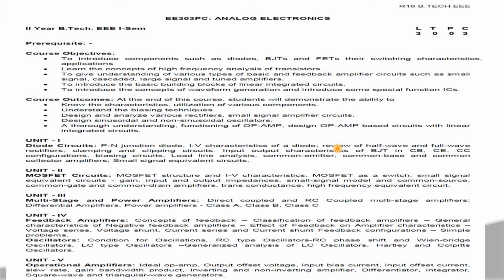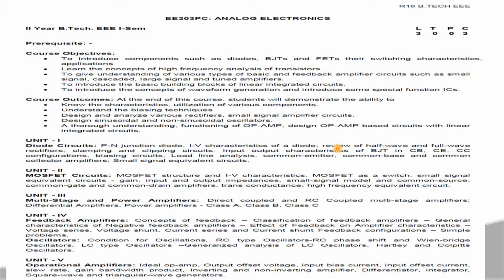Then we move to chapter 2. It includes the MOSFET. There we discuss the difference between the BJT and MOSFET. What advancement is there in the MOSFET? Why did they introduce another field effect transistor when the BJT already existed? What are the advantages of MOSFET over the BJT? These things we will discuss, along with the constructional details, current and voltage characteristics, and how we can use this MOSFET as a switch.